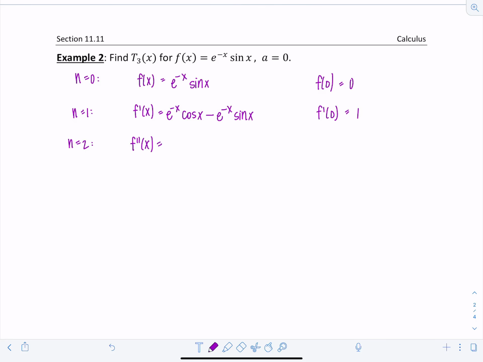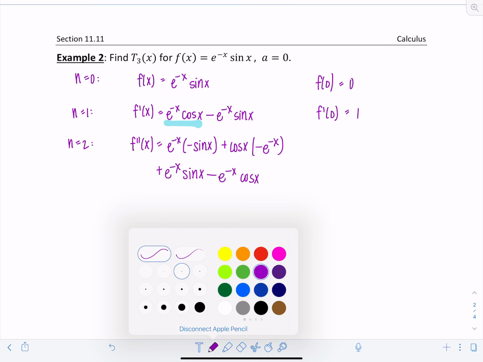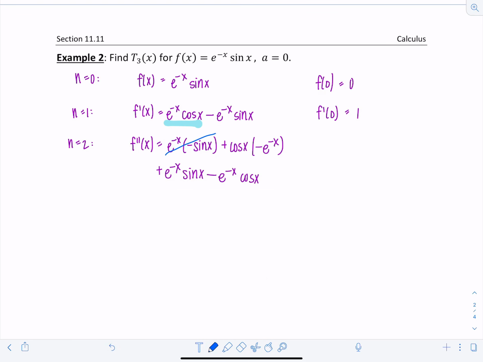So f double prime of x is going to be, I'll leave e to the negative x alone. Derivative of cosine is negative sine x. And then now I'm going to leave the cosine x alone, take the derivative of e to the negative x, so that's negative e to the negative x. So this derivative's done. And then I'm going to take the derivative now of e to the negative x, so it's going to become positive e to the negative x sine x minus e to the negative x cosine of x. And if you will notice, this e to the negative x sine x cancels with the other e to the negative x sine x. And these are like terms.